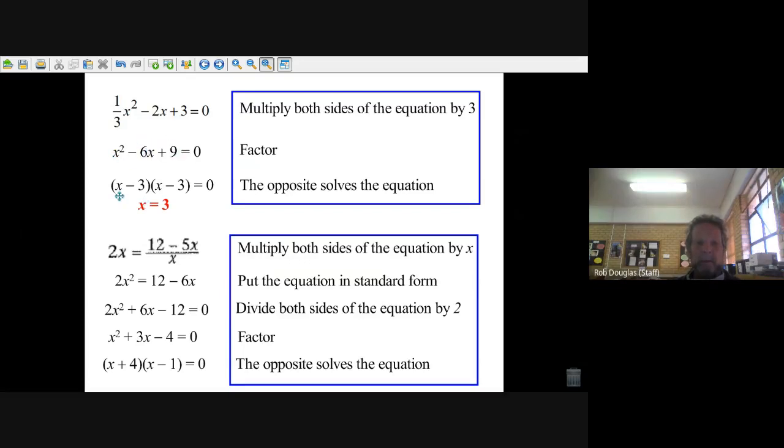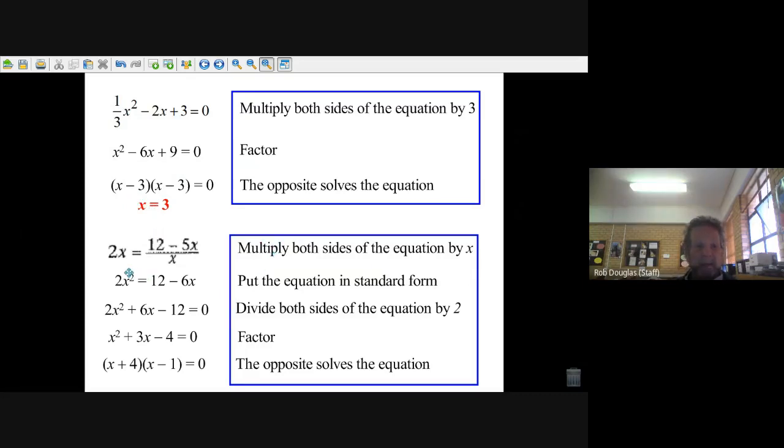Now it's time to factor. You put down x and x. Two numbers that'll multiply to equal positive 9 but combined to equal minus 6, well, it's minus 3 and minus 3. The opposite of 3 is the solution to the question.